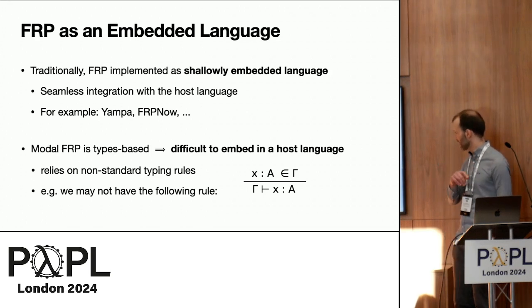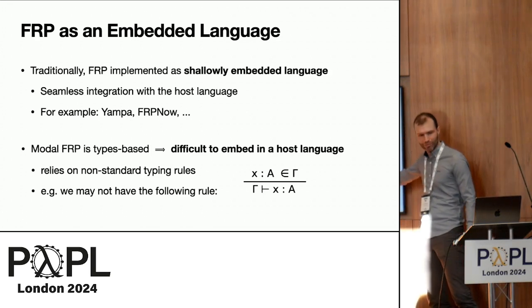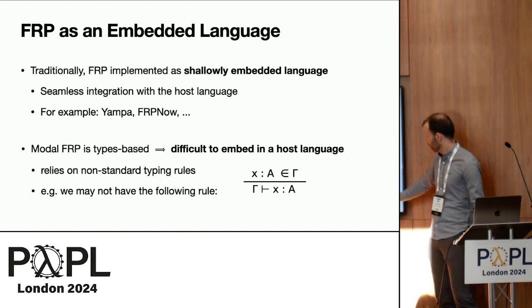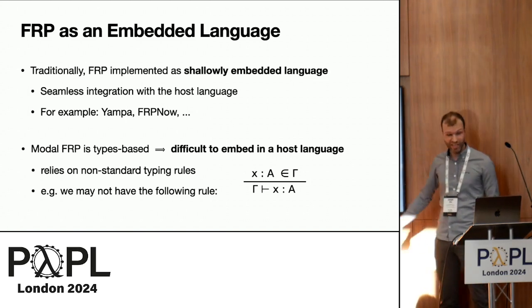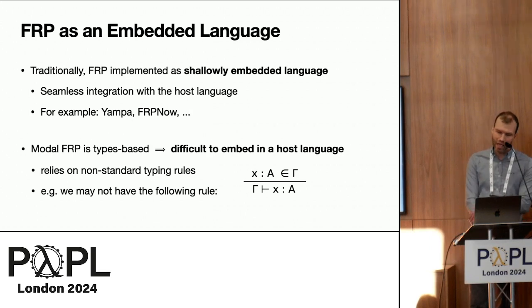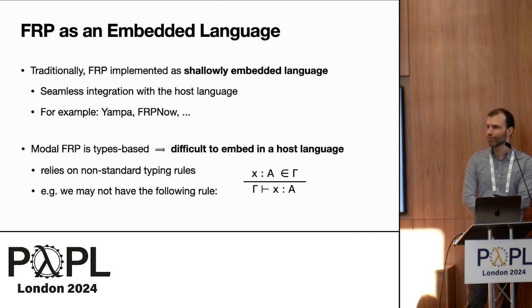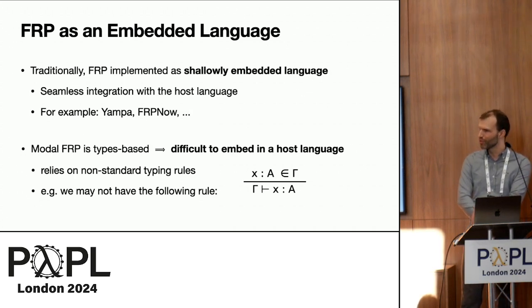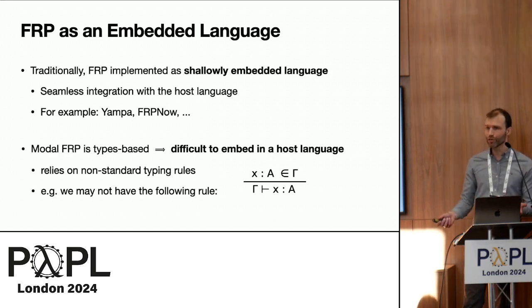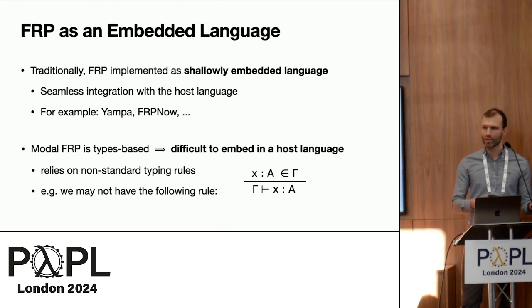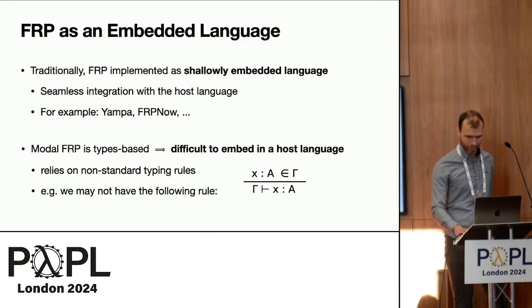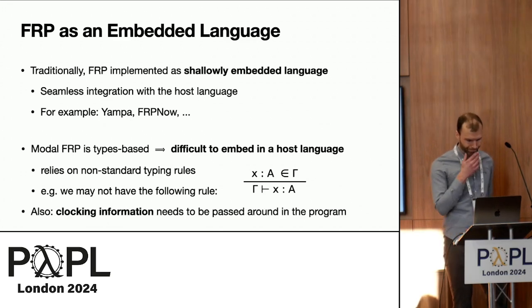In particular, we don't have a typing rule like this, which might seem silly. It says that if we have a variable of type A in the context, then we better be able to use it. But this x might actually refer to a value from the future, so we shouldn't necessarily be allowed to use it, because we would risk having a non-causal system. Or it might refer to a value from the past, so if we use it, we run the risk of introducing a memory leak. So we have to be very careful about this. So this is one issue.